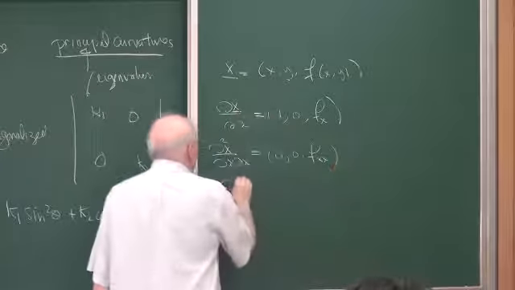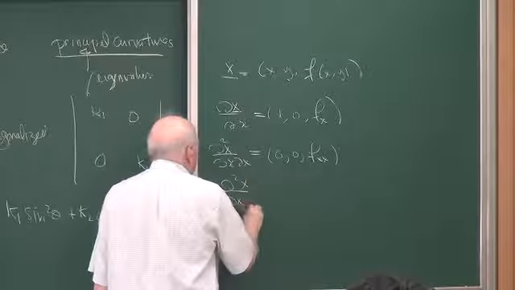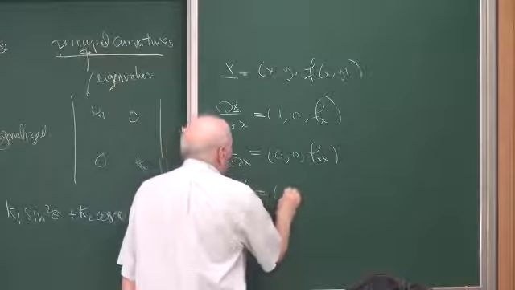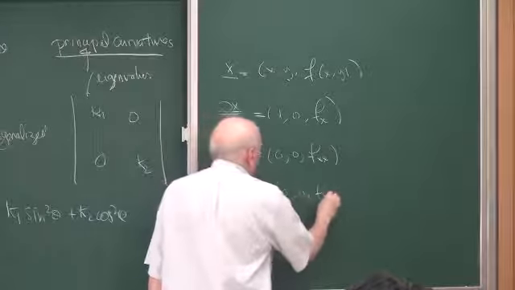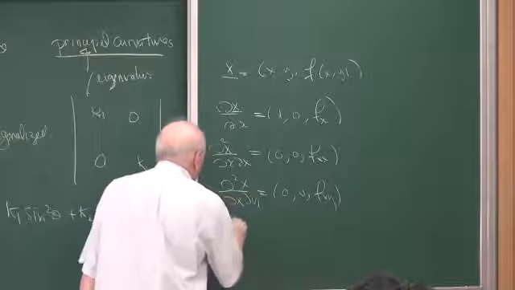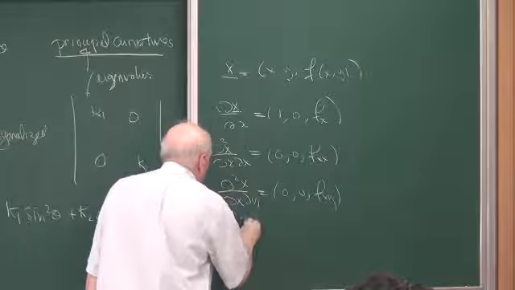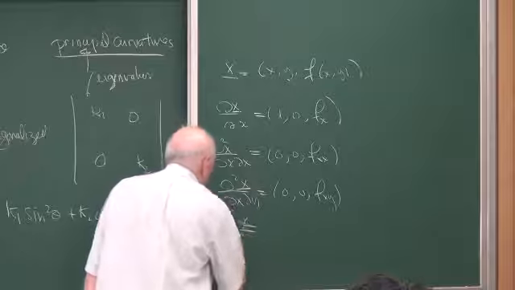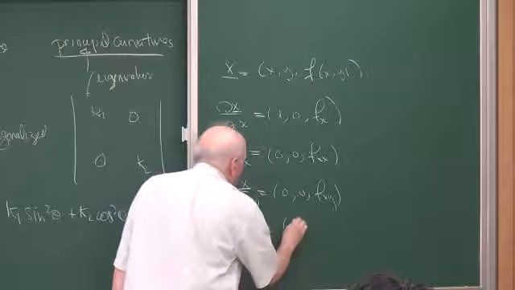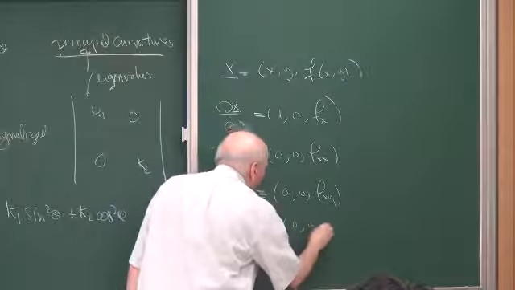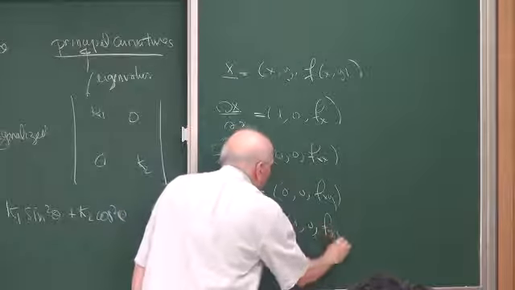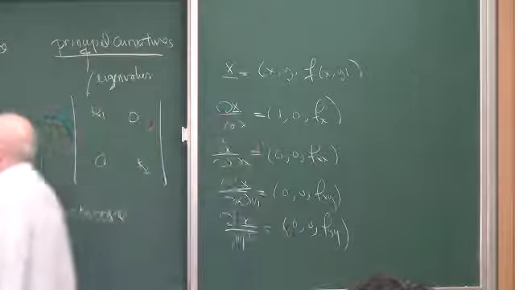And of course, then I'll quickly go through the rest. So this would be xy, would be 0, 0, f sub xy, and last but not least, 0, 0, 0, and then f sub yy. So why did I do that?